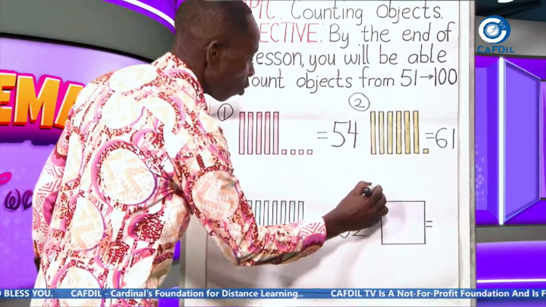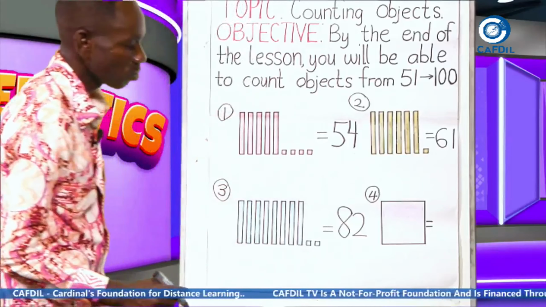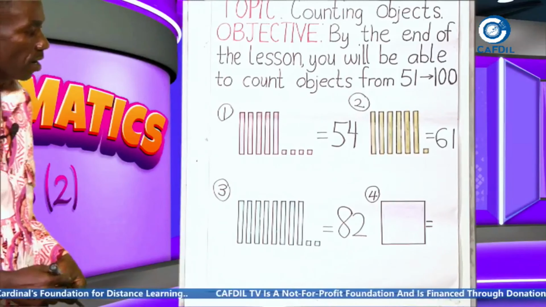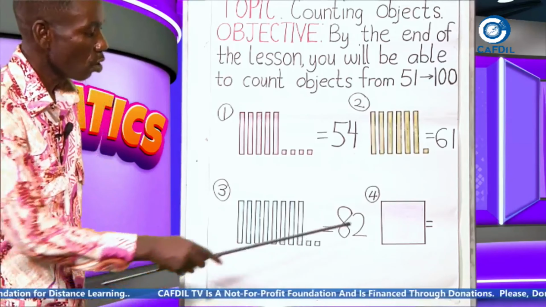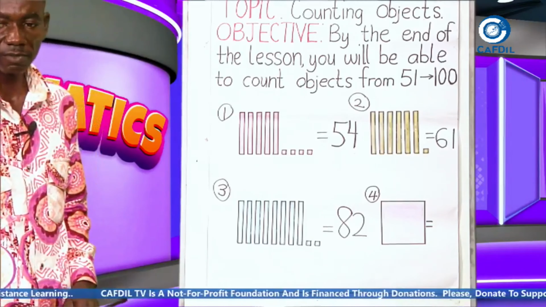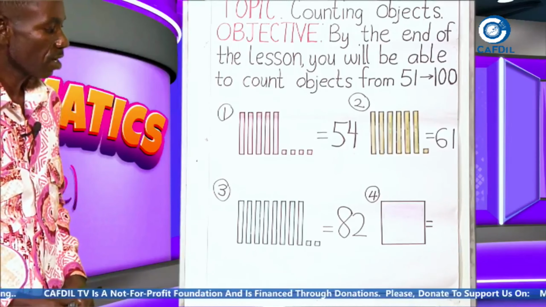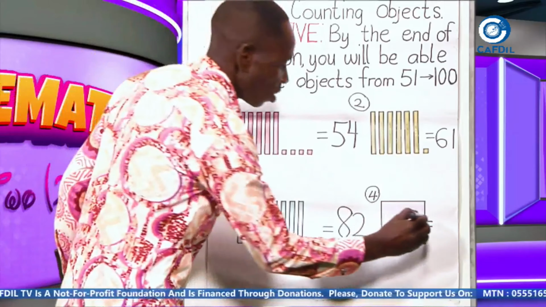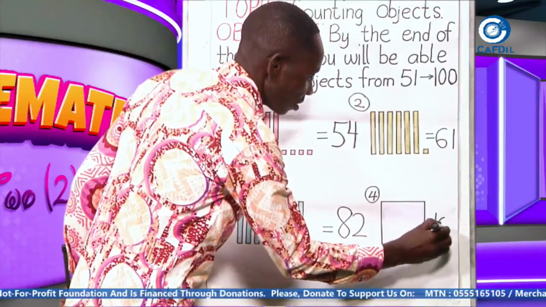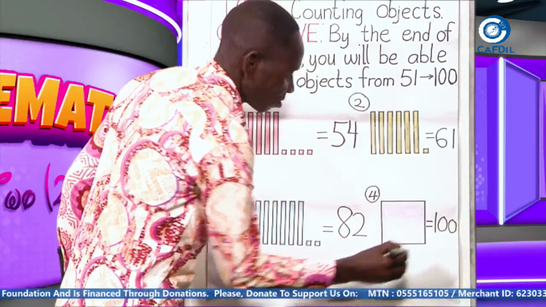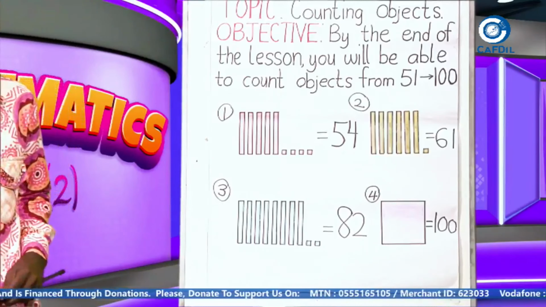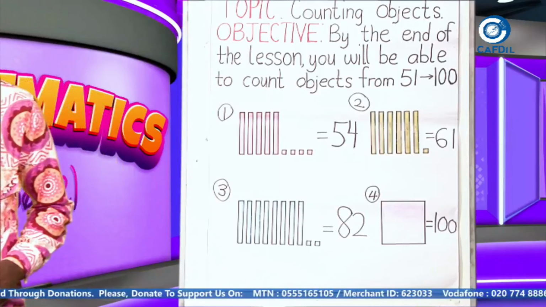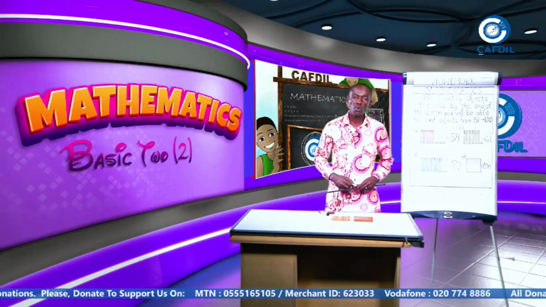Let's look at number 4. Number 4, we have only one flat, and that will give us 100. Well done.